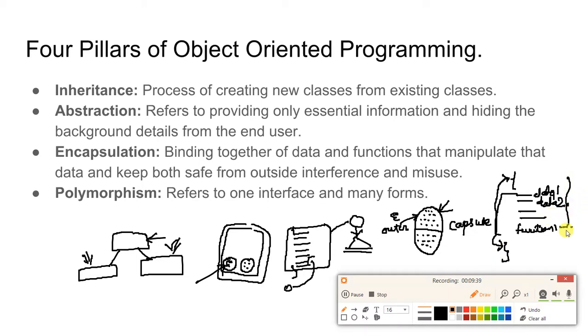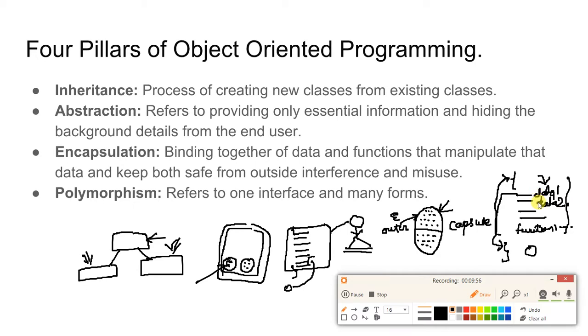Now they need to be protected against outside misuse. For example, someone outside the class can create an object of the class and then access these data members and give them some erroneous values. So we need to protect them. That is what you call encapsulation.